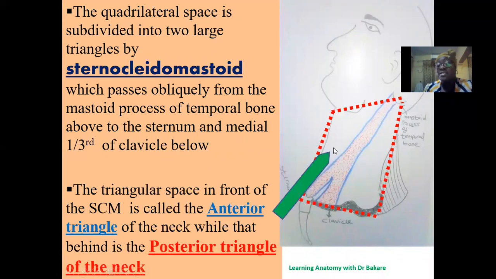So this sternocleidomastoid muscle tends to divide this four-sided outline into two, thereby giving an anterior triangular space, which is located anterior to the sternocleidomastoid, and this is the anterior triangle. Then we have another triangular space behind the sternocleidomastoid, which is the posterior triangle. You can go and check up our lecture on the posterior triangle of the neck, but for the purpose of this lecture, we would be limiting this class to the anterior triangle of the neck.